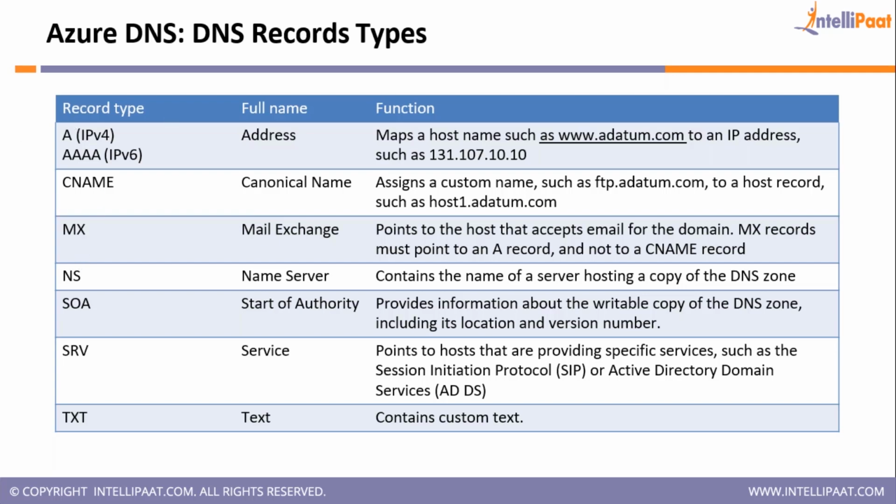The MX record is also a very common type of record that we use whenever we configure email services, especially Exchange. It points to the host that accepts email for the domain.